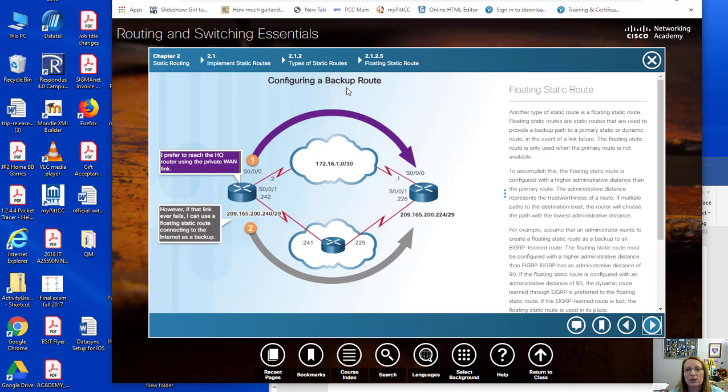So those are your different types of static routes. You have a traditional static route, you have a default static route, then you have a summary route, and then you have the floating static route.